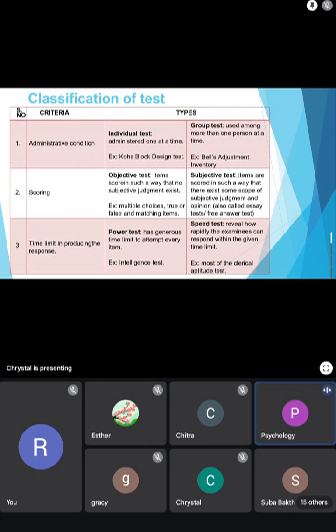In a group test, what we do is several individuals are tested for the same behavior, a single trait. This is called a group test. See, actually, they have given constant tests. These are standardized tests. Kohs block design test is a standard individual test, and Bell's adjustment. I think the bell curve we might have in several organizations. Even all your performance evaluations in many of the organizations, they will be using this bell curve system.